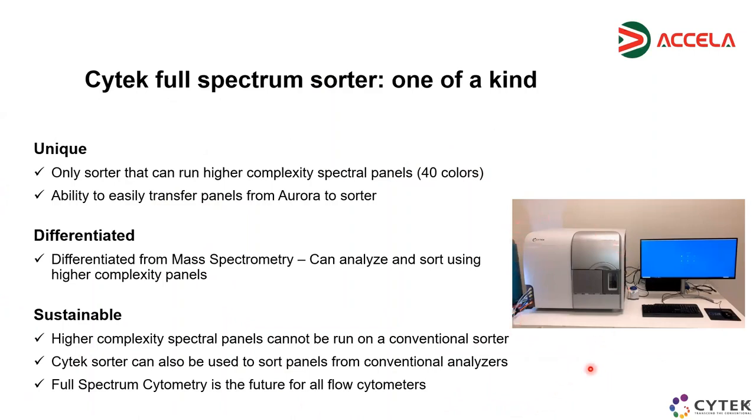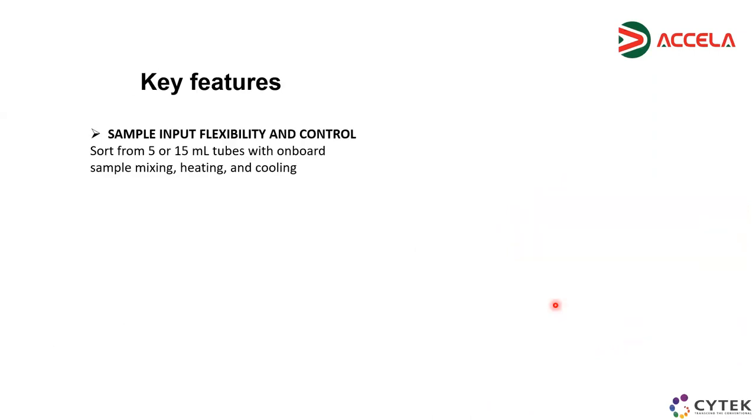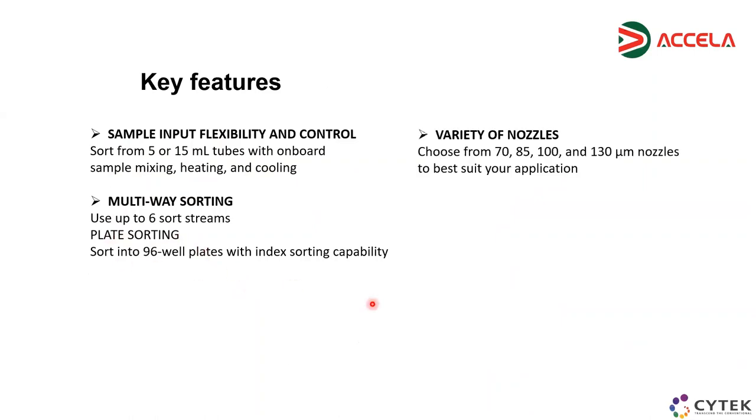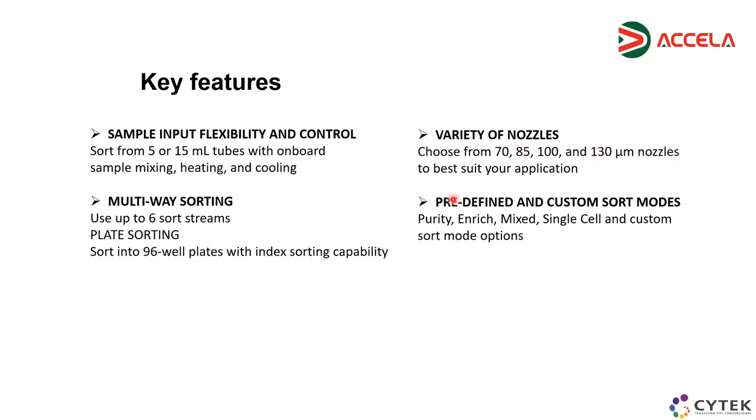So also it's completing, let's say, our product line with the existing Northern Lights and Aurora to finally access full spectrum sorting. Here you can see a little bit more technical features. You can sort from 5 to 50 milliliter tubes with mixing, heating and cooling. There are up to 6-way sorting. You can sort into 96 well plate, as I mentioned, up to single cell level. There are different nozzle types depending on the object of interest, from 70 up to 130 micron. And you can have a totally automated wizard for sorting or custom setup.